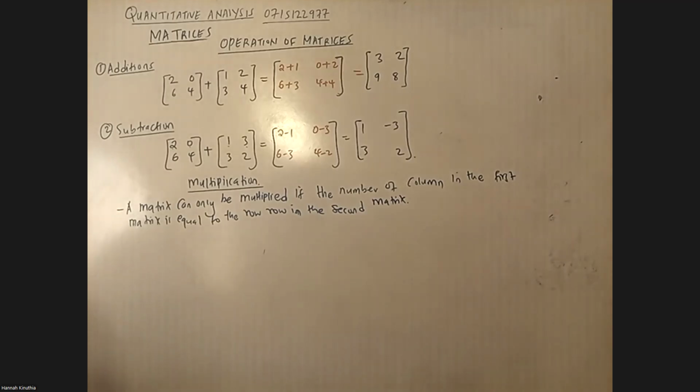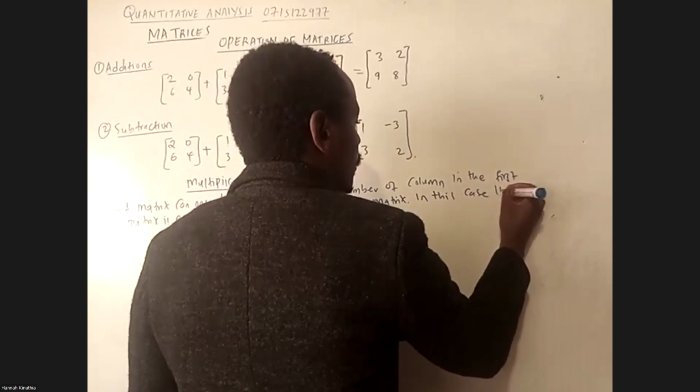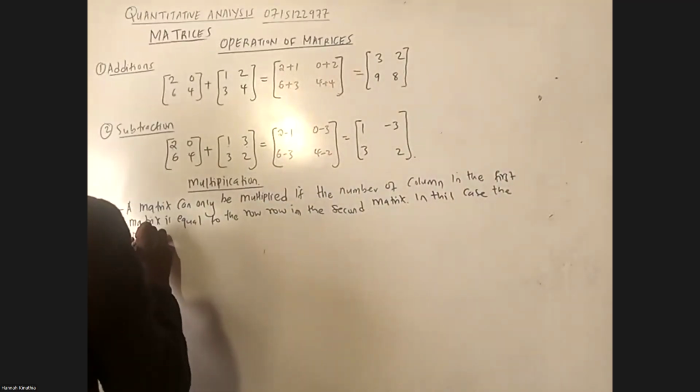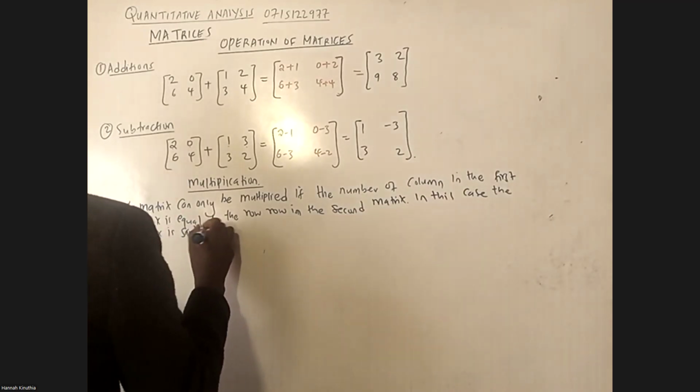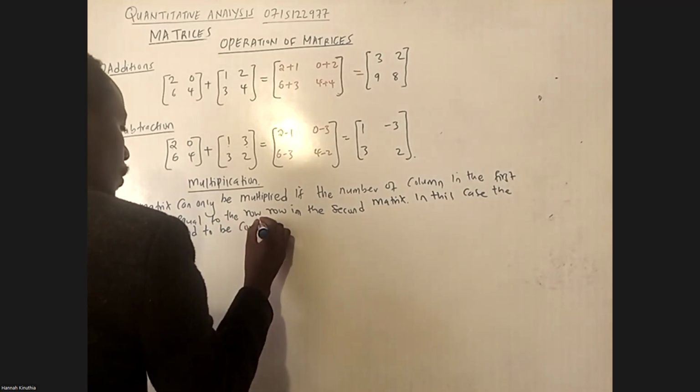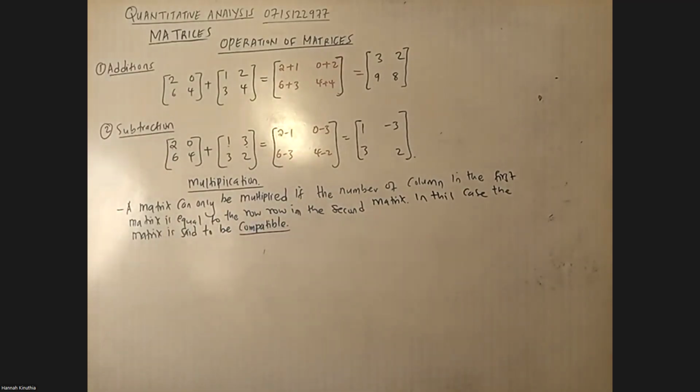If this is compatible, in this case, the matrix is said to be compatible. So in this case, the matrix is said to be compatible.